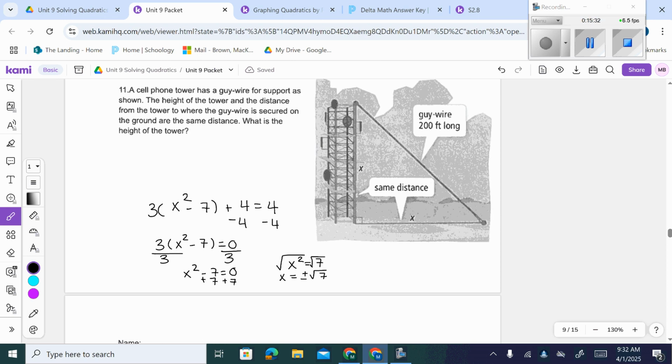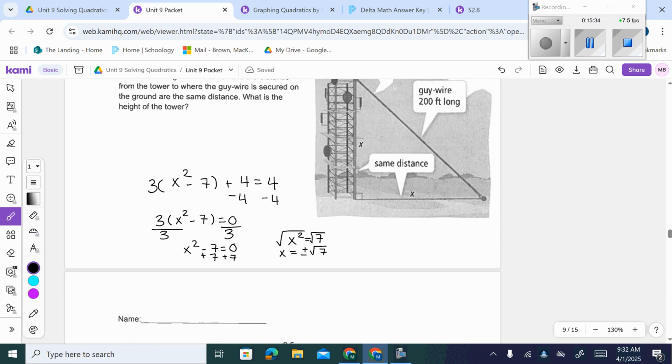Why wouldn't you distribute the 3 to the x? You could. On this one, you could. It would just be a little bit more work. Because you would distribute and you get 21, then you'd move your 21, and then you have to divide by 3, and then you'd have to square root it. But if you want to do that, you totally can.